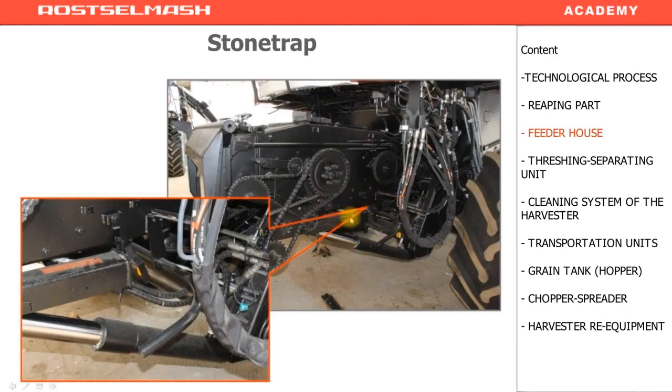Under the feeder house, a stone trap is installed. This lever opens the stone trap. Open the stone trap and empty it because there can be stones in it. The stone trap cleaning procedure is recommended when working on fields with stony soil. Clean the stone trap at least once in 24 hours. Usually it's done before the new harvesting day.